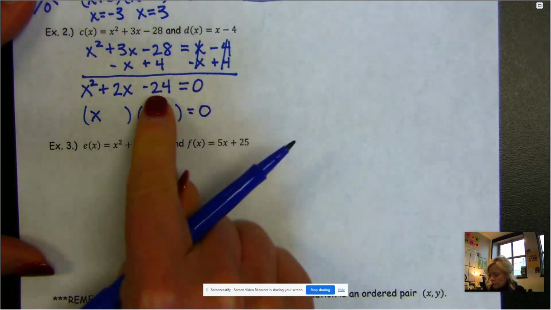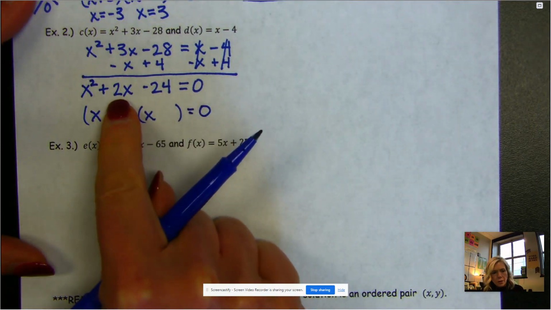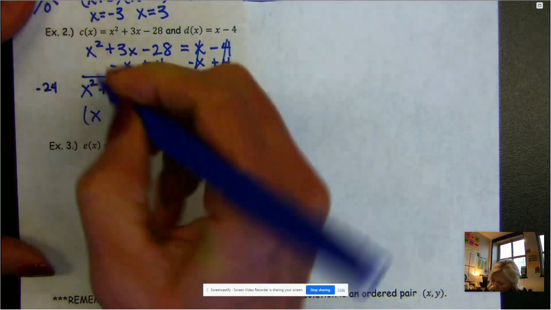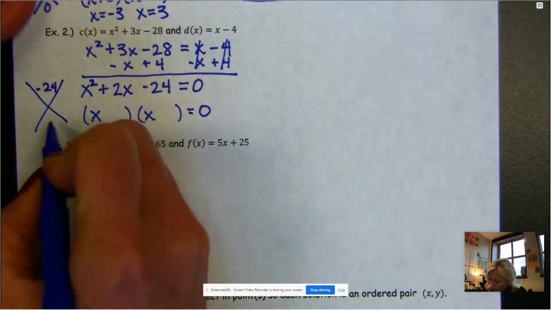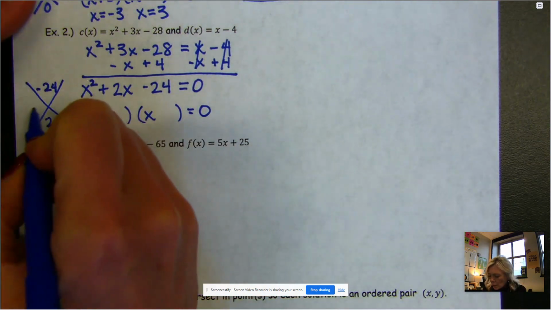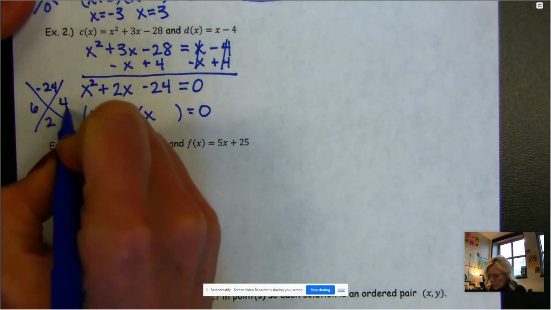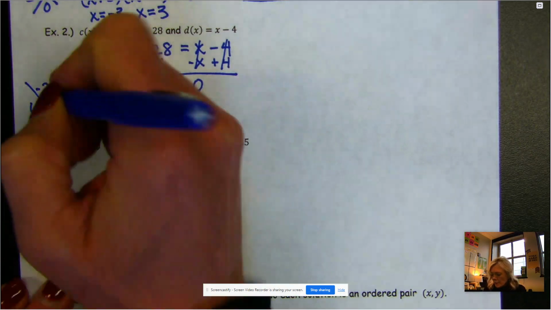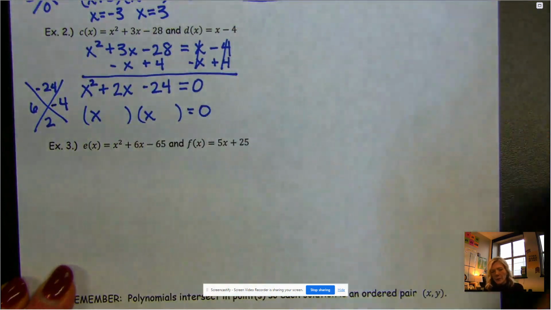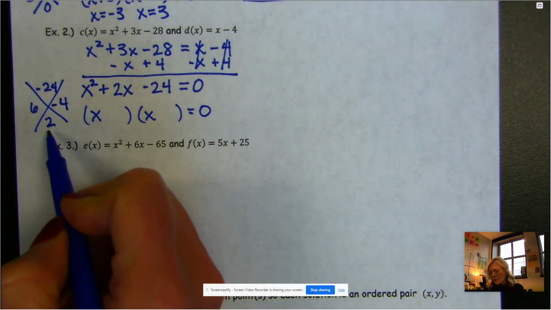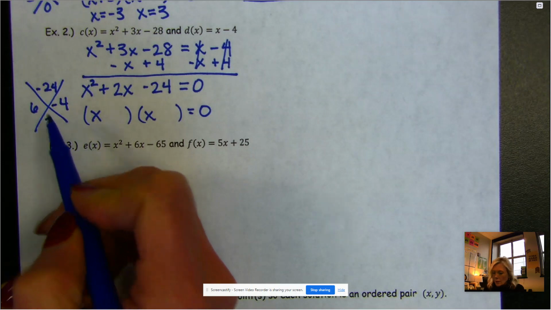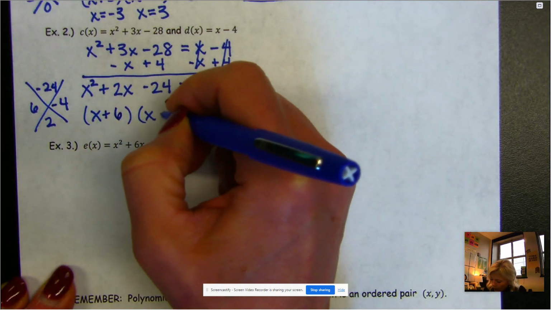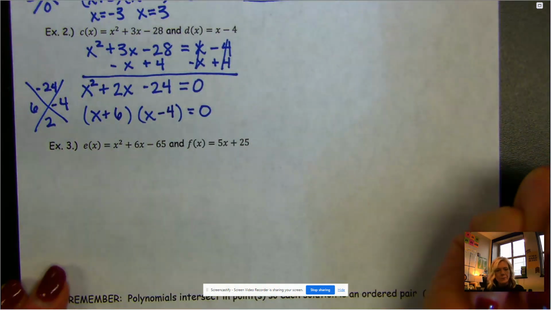And then I'm going to use my constant and the coefficient of the middle term. So what two numbers multiply to negative 24 and add to 2? I know I'm going to use 6 and 4 because they're 2 apart, and one of them has to be negative. And this time it's going to be a negative on the 4 because 6 plus negative 4 is equal to positive 2. So my factor pairs are x plus 6 times x minus 4.